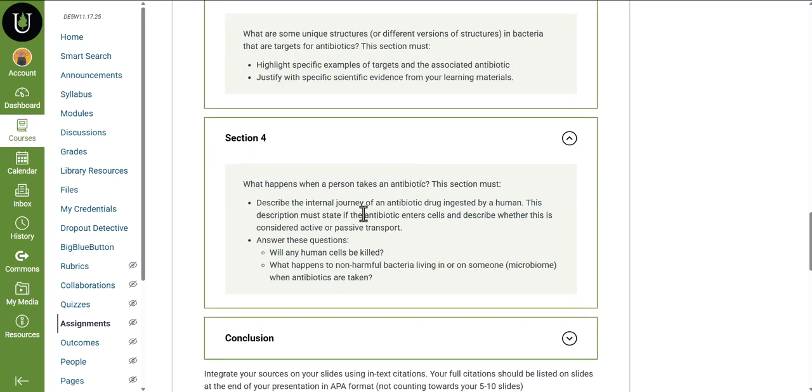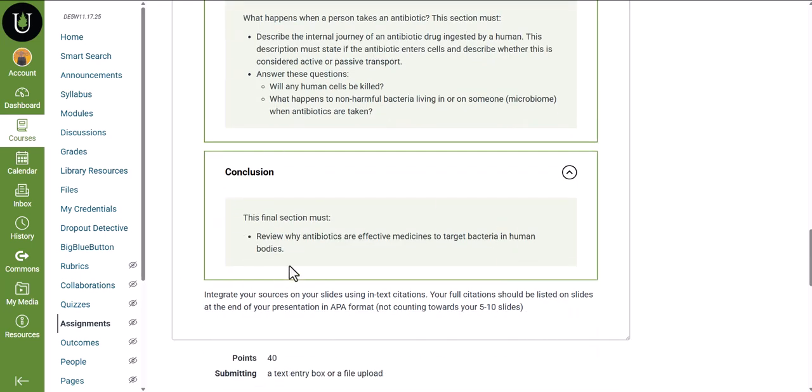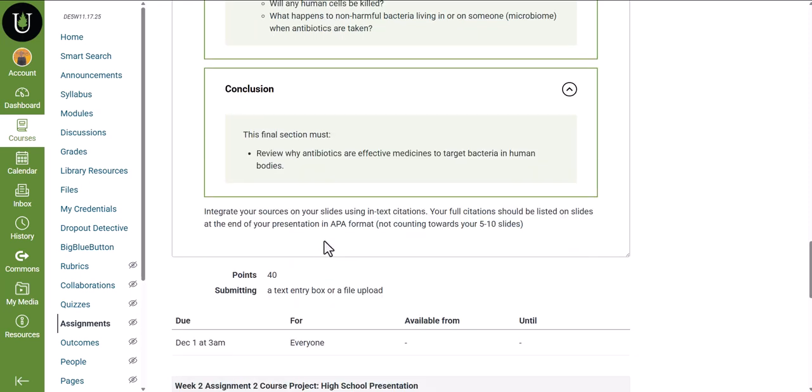In section 4, you're going to talk about what happens when someone takes an antibiotic. You're going to follow that antibiotic essentially through the organism. And then you'll have a conclusion, which will reveal why antibiotics are effective to target bacteria. Throughout this, you will want to make sure that you use in-text citations and the APA format end citation. So you'll have a slide at the end that lists your citations, and on your individual slides where you use information from those, you will indicate that in a parenthetical reference.